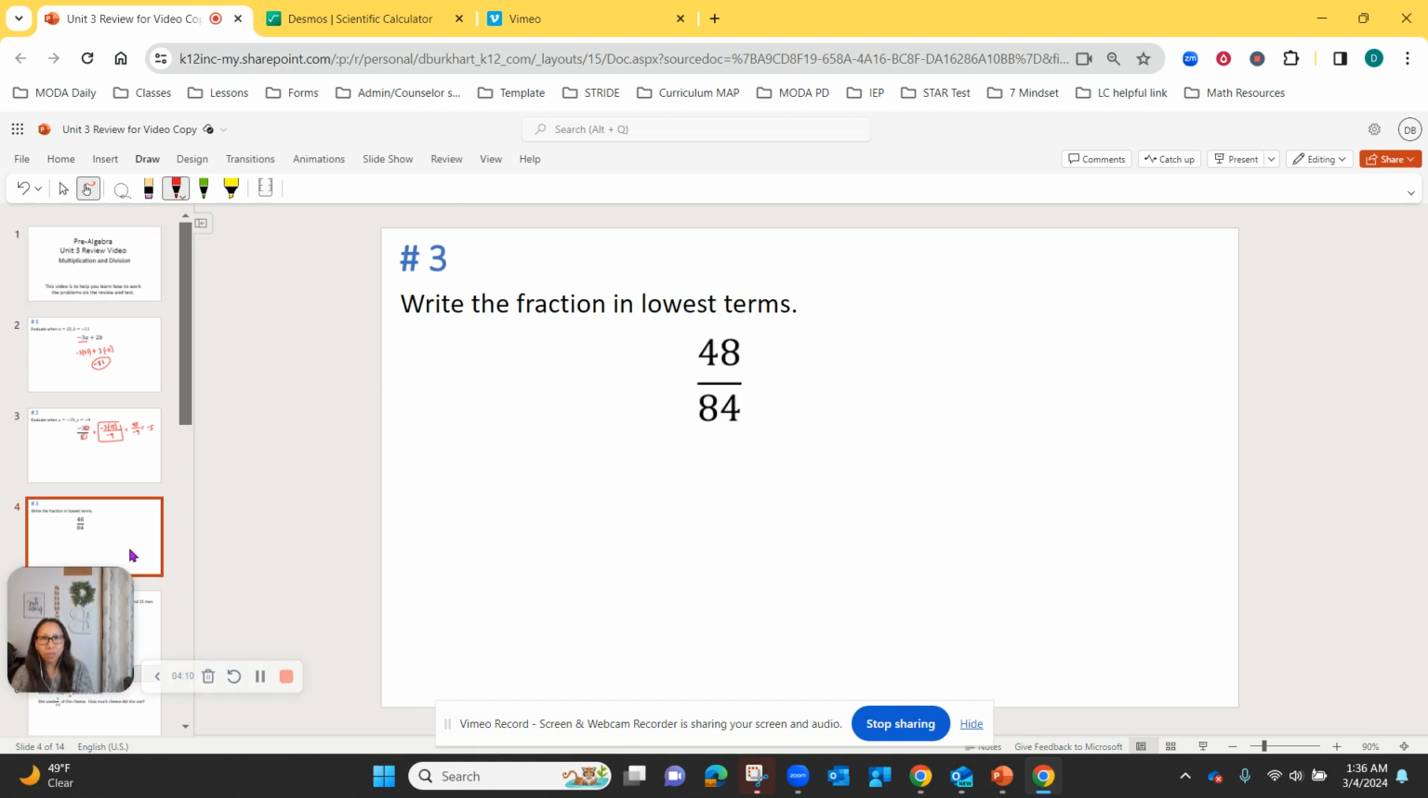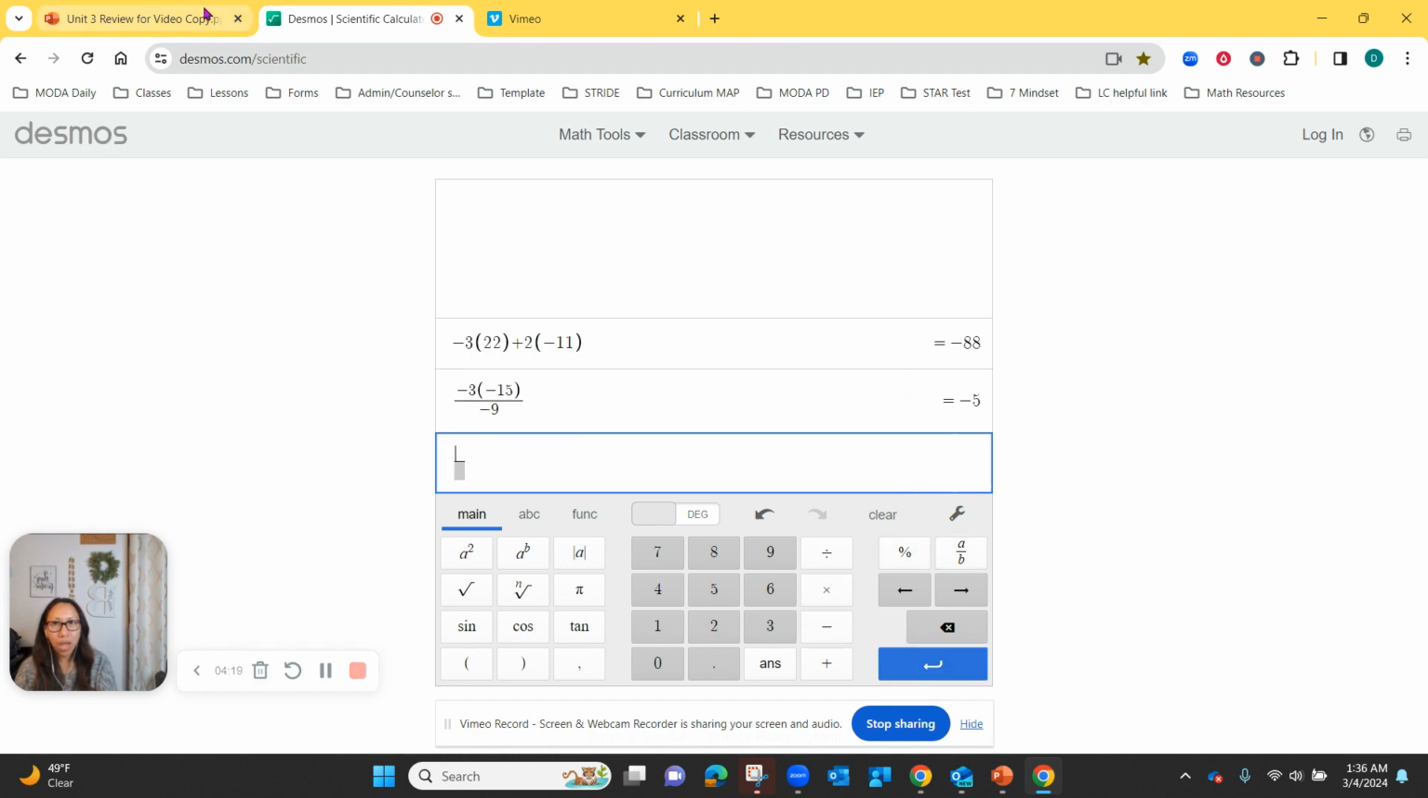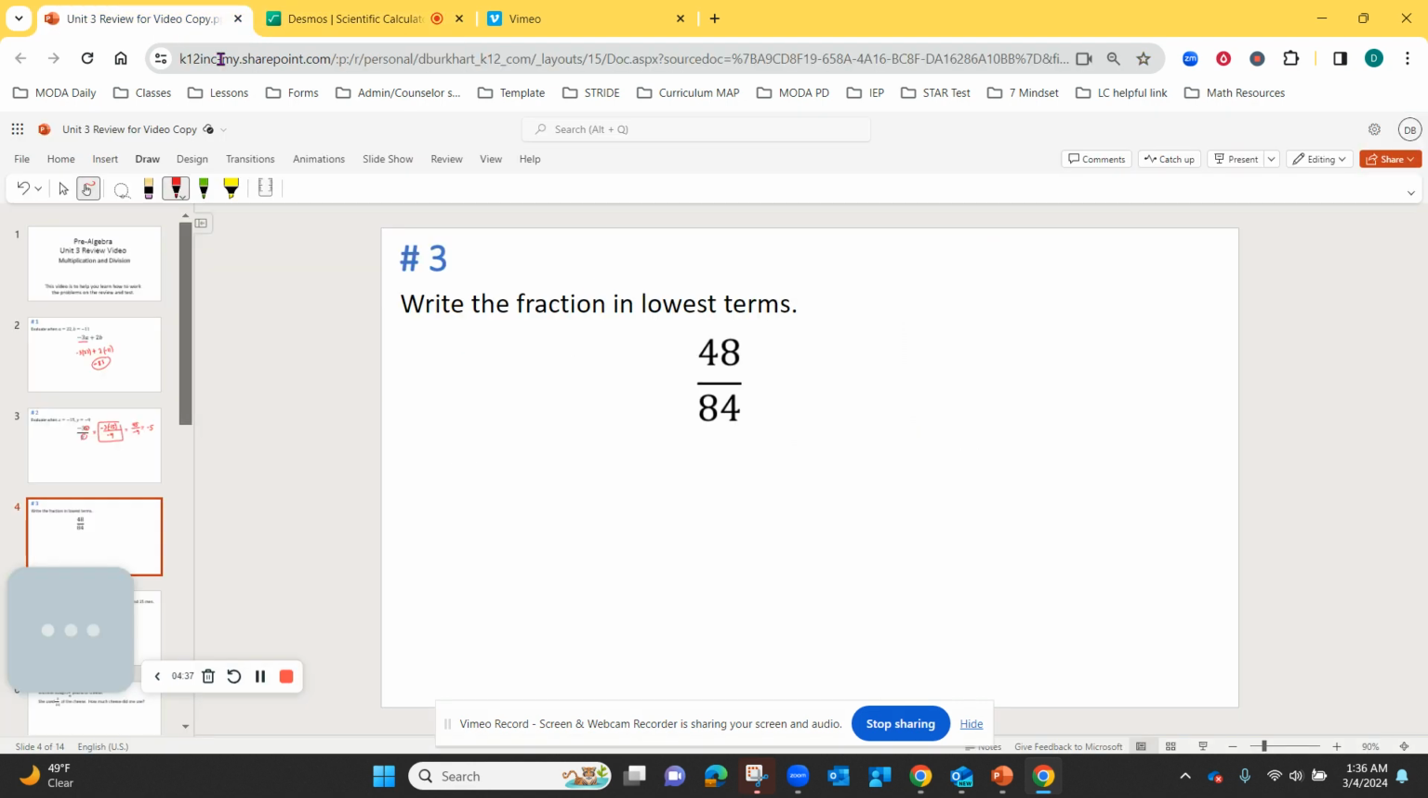And then for number 3, write the fraction in lowest terms. We can again use our Desmos calculator right here. So you have 48 in the numerator and then 84 in your denominator. The answer is a decimal, so convert it to a fraction by clicking that circle. So it's 4/7. So your lowest terms here is 4/7.